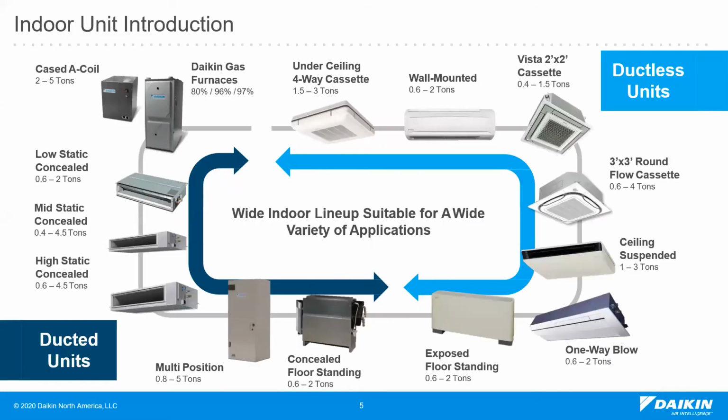Here we have our full line of VRV indoor units, including ducted and ductless units. The ducted units are further categorized into underceiling models, as you can see on the top, such as the FX-UQ 4-way cassette. There's in-ceiling models such as the FX-ZQ Vista 2x2 cassette and exposed floor standing FX-LQ models. Our ducted line covers low, medium, and high static units there on the left, from the top to bottom, which are the FX-DQ, FX-SQ, FX-MQ. There's also the multi-position FX-TQ air handling unit and concealed FX-LQ floor standing models.